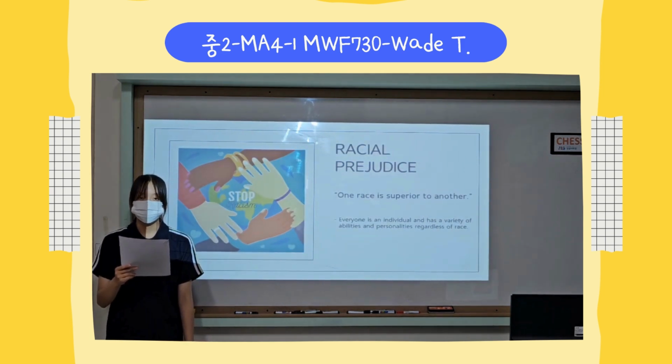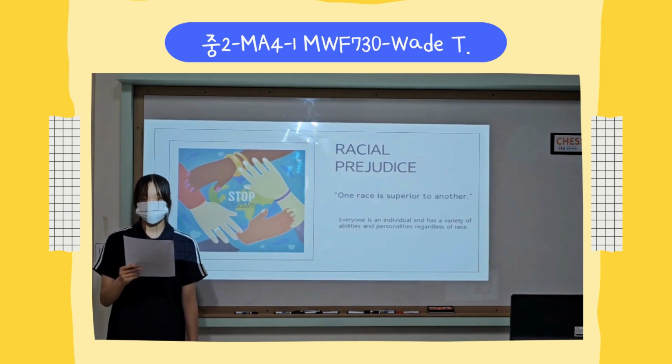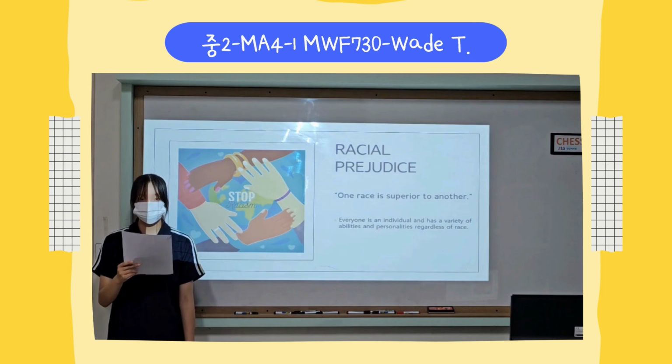Lastly, the racial bias is that one race is superior to another. Differences in intelligence or disposition between races are scientifically groundless arguments. Everyone is an individual and has a variety of abilities and personalities regardless of race.